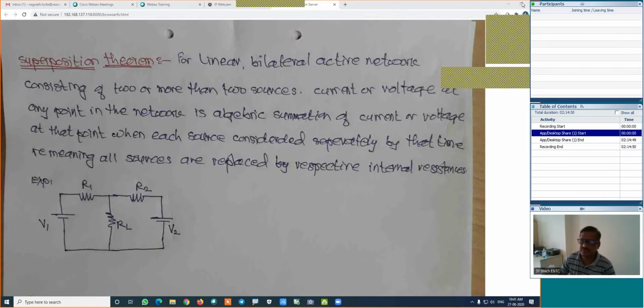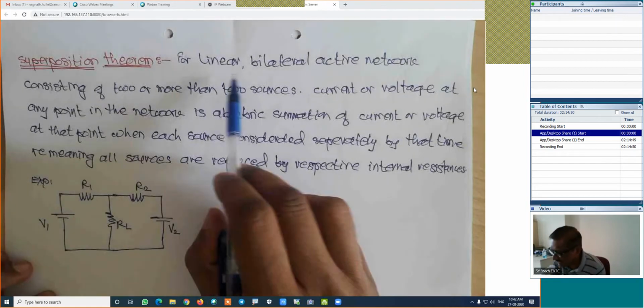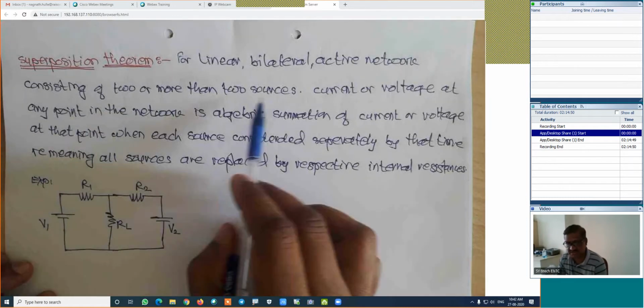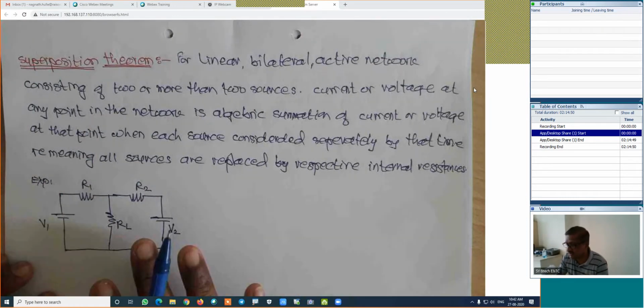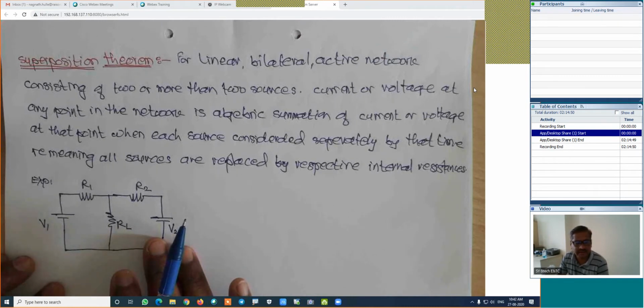I will discuss the superposition principle, that is, the superposition theorem. I will read out the statement. What is the statement? The statement is, for a linear bilateral active network consisting of two or more sources, this principle or theorem is applicable to circuits which consist of at least two sources or more.